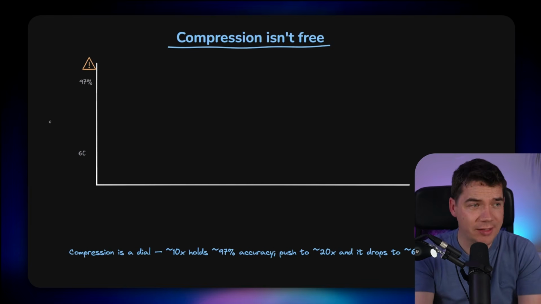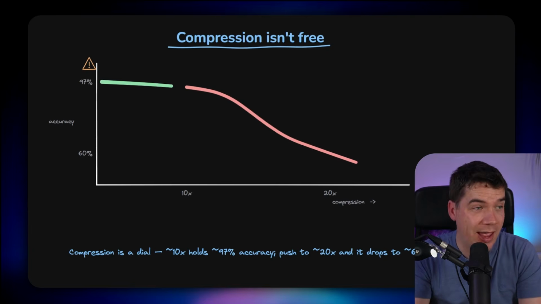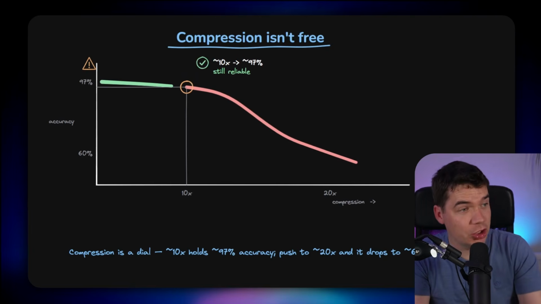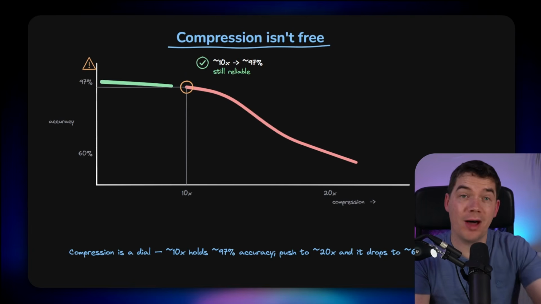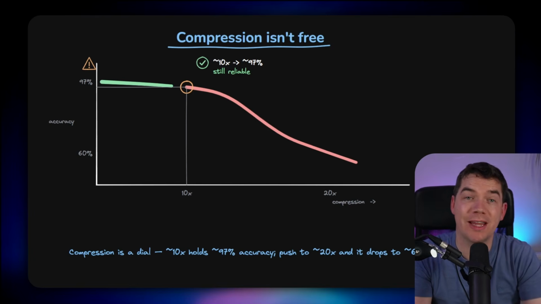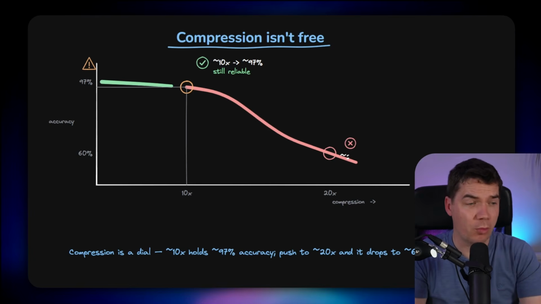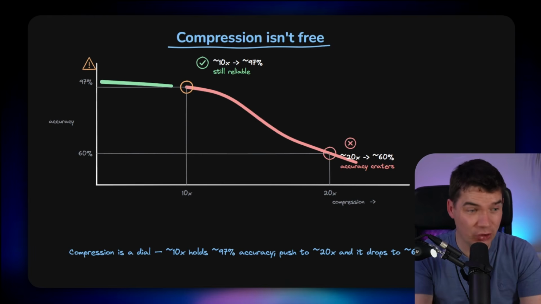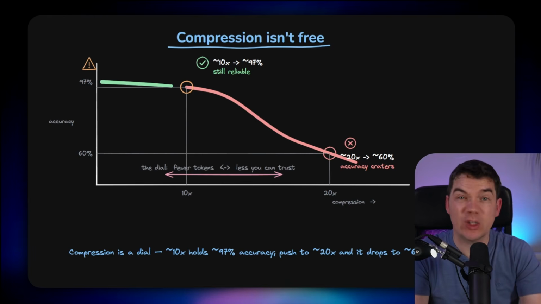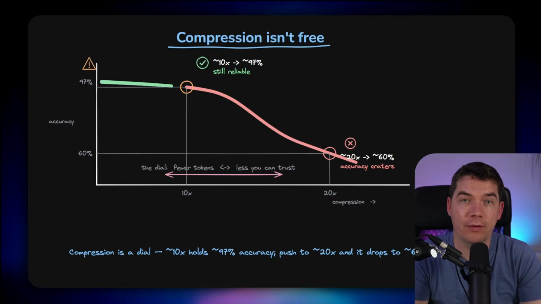Now it isn't fully lossless, so there is a price that you pay for that compression. It's not much. So at 10x the compression, the model retains around 97% accuracy, which is very good. But the more and more that you compress, the accuracy does drop quite sharply. So there is a sweet spot that you're looking for on this graph.